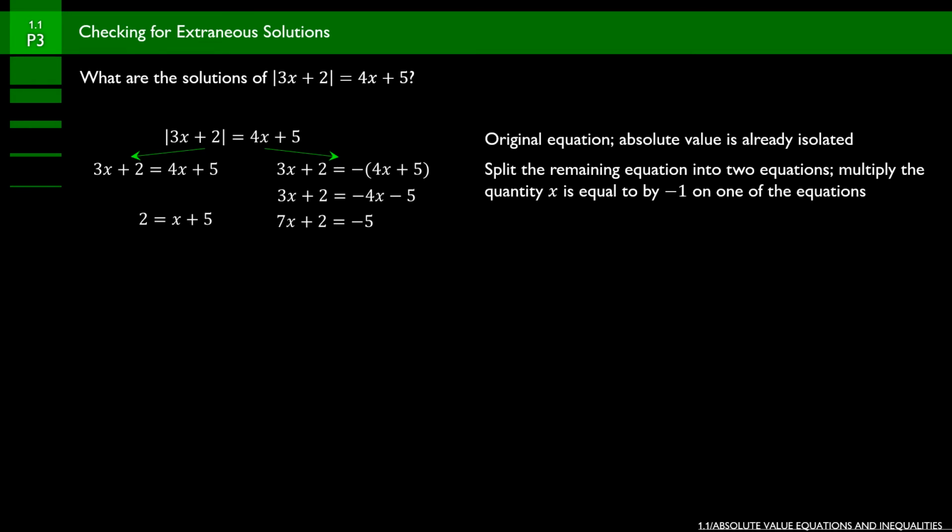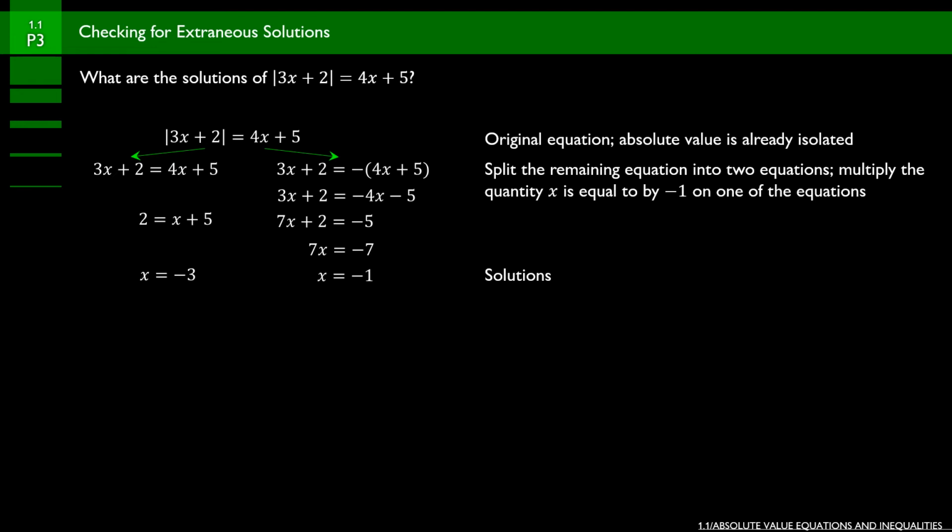At this point, we just go back to isolating the variable. So subtract 5 from the first equation and subtract 2 from the second. When we do that, our first equation is finished off with x equals negative 3, and our second equation moves on to 7x equals negative 7. Divide out the 7, and you end up with x equals negative 1.